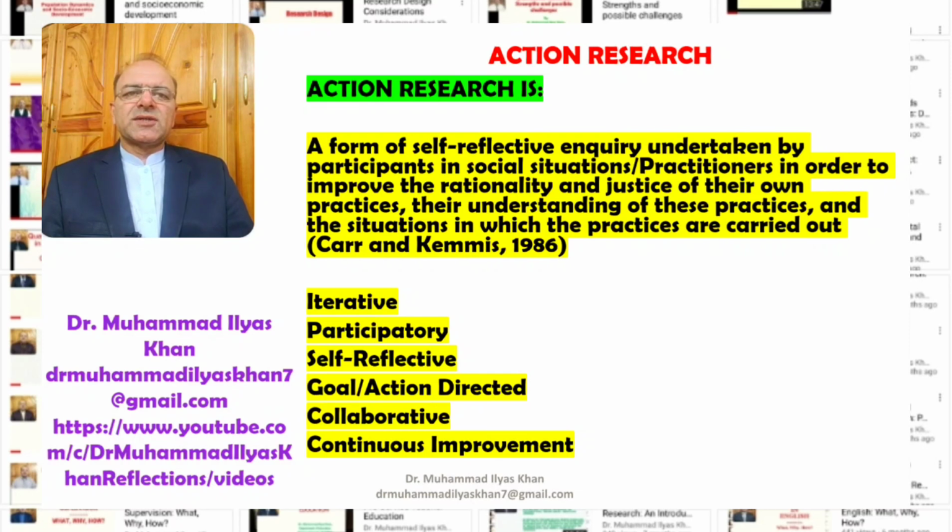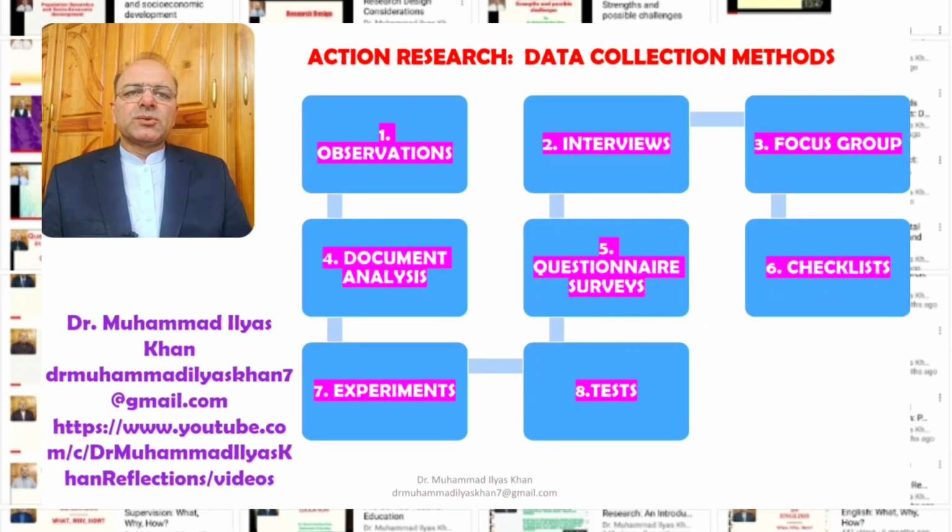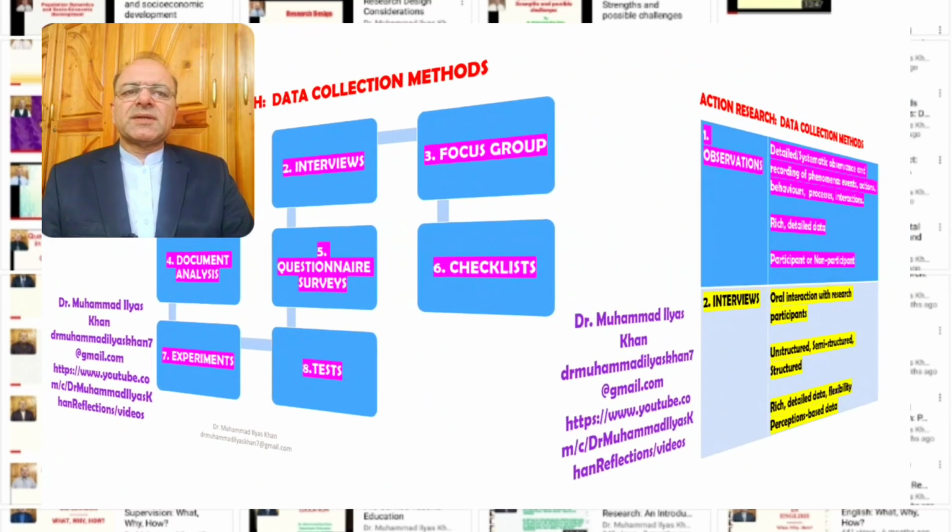In most cases, it is collaborative, that involves a group of practitioners who conduct action research through collaboration, and it is based on the philosophy of continuous improvement of the practices or actions. Now, what are some of the most important data collection methods? They include observations, interviews, focus groups, document analysis, questionnaire surveys, checklists, experiments, and tests. So we will briefly discuss these one by one.